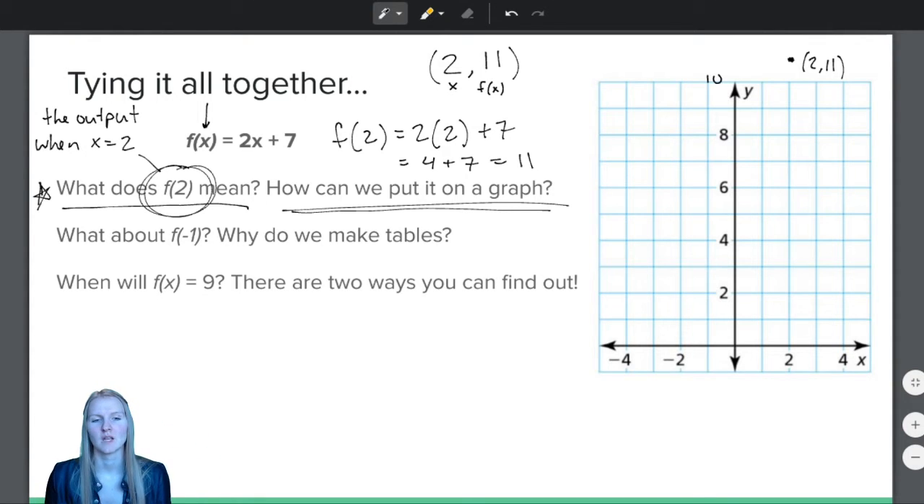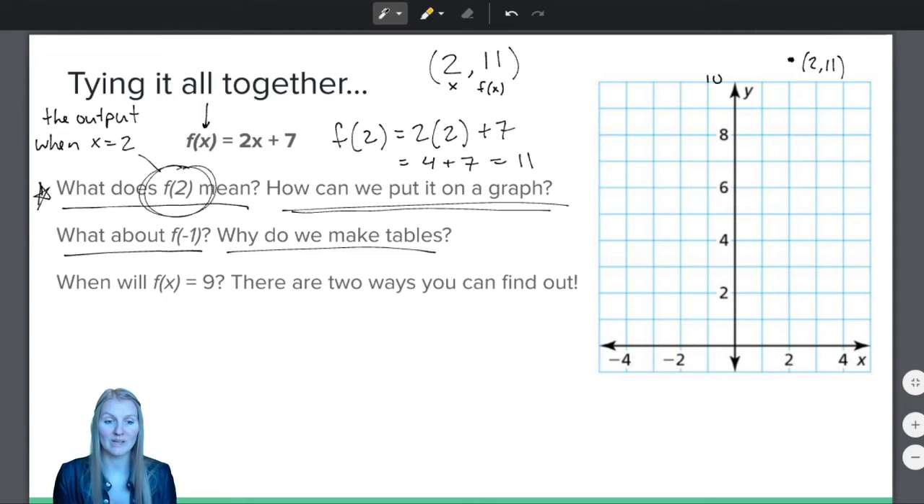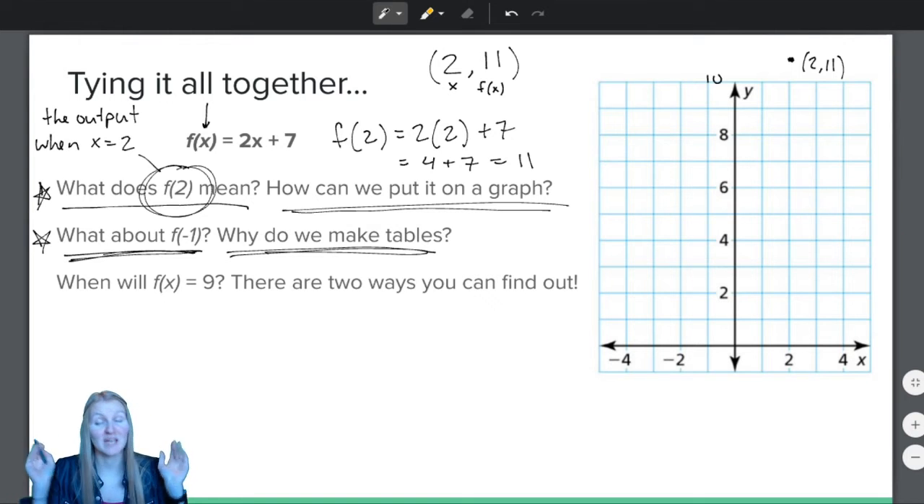And we understand that 2 is the input and 11 is f of x when we have the input of 2. Okay, what about f of -1? Why do we make tables? So again, pause the video and write your answers to these questions in your notes. And if you're like, I don't know, look back at your notes from yesterday. See if you can say, what does f of -1 mean? What is it, and why do we make tables? Try that in your notes.